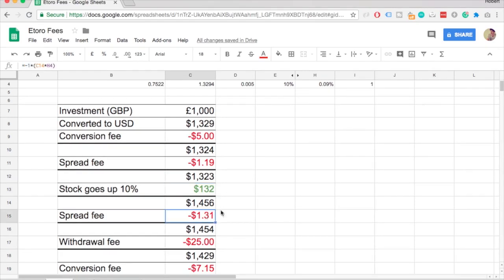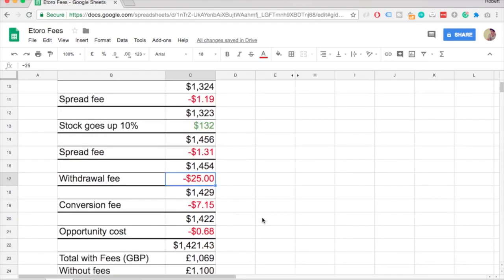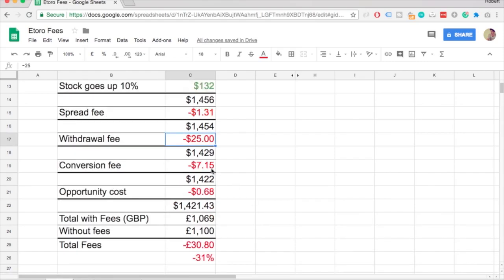We close the trade and there will be a spread fee of $1.31. Just before the money is sent to your account, there will be a withdrawal fee of $25. And another conversion fee when we convert from dollars to pounds, which is just over $7.